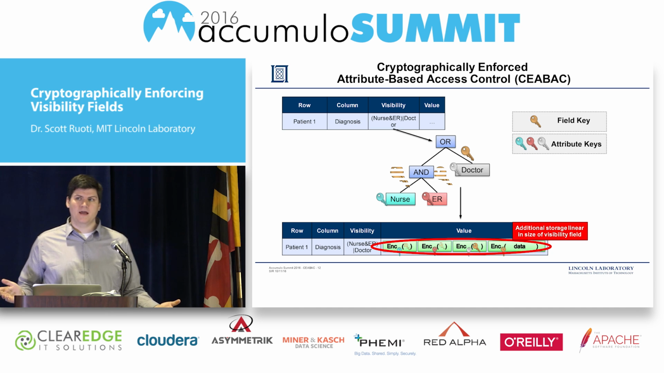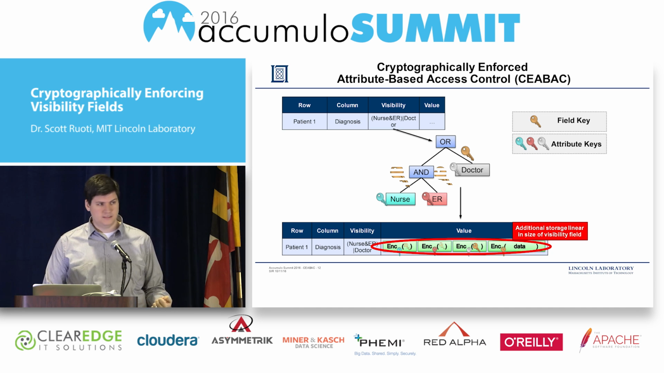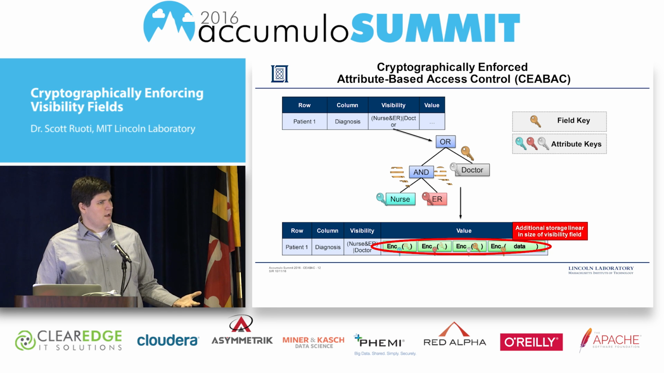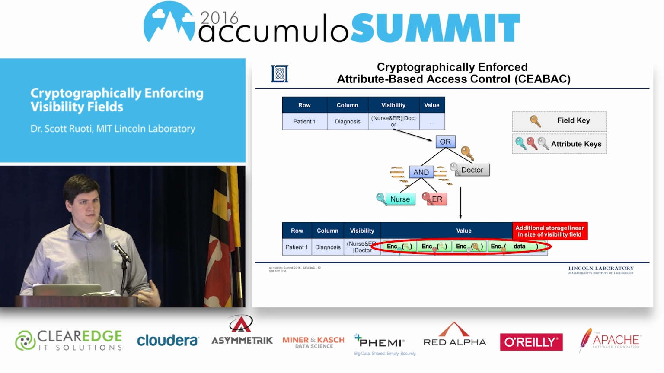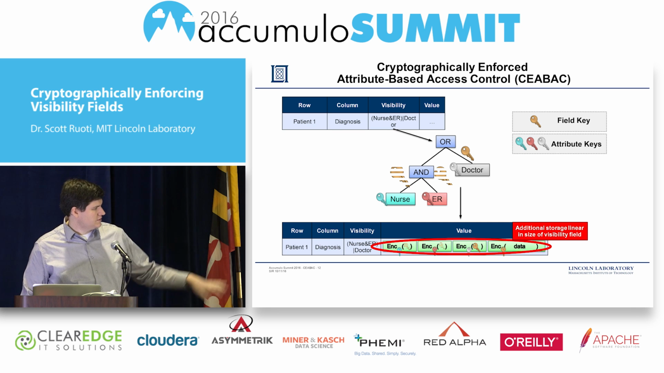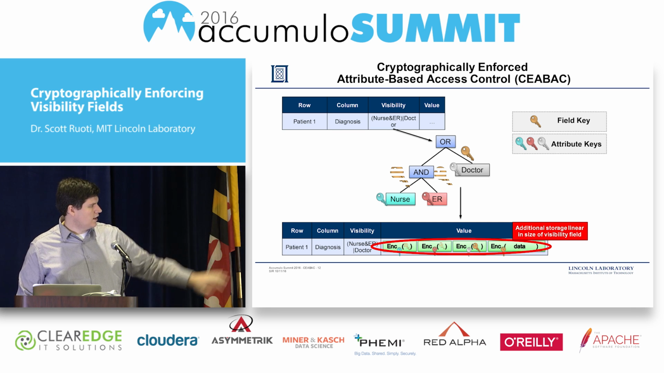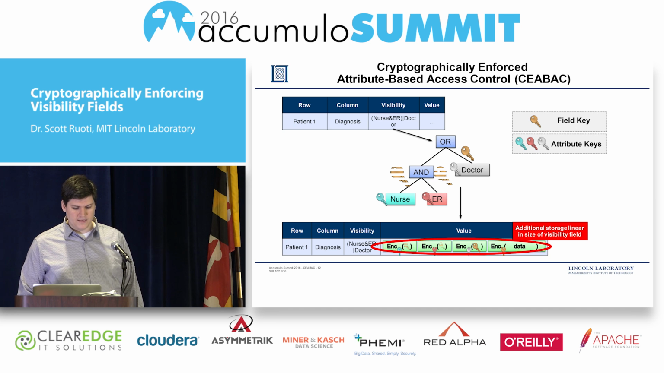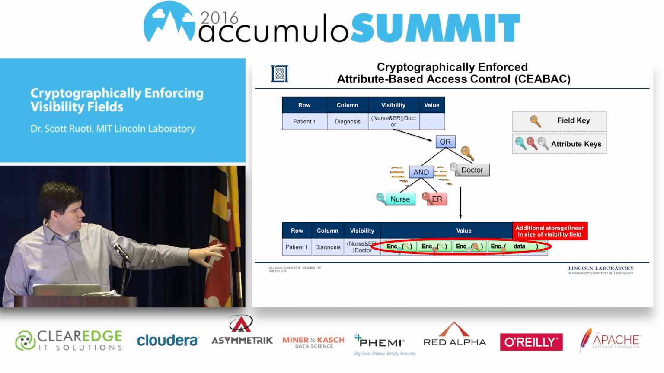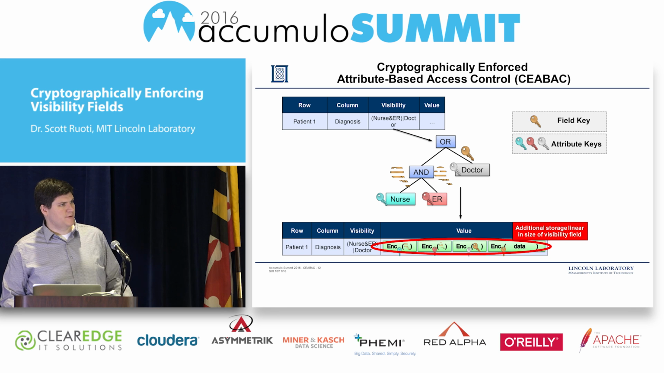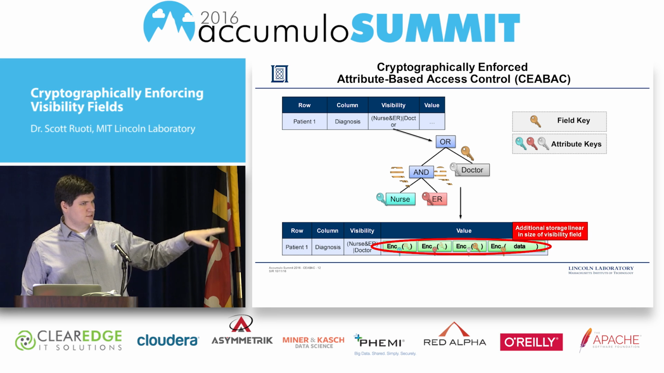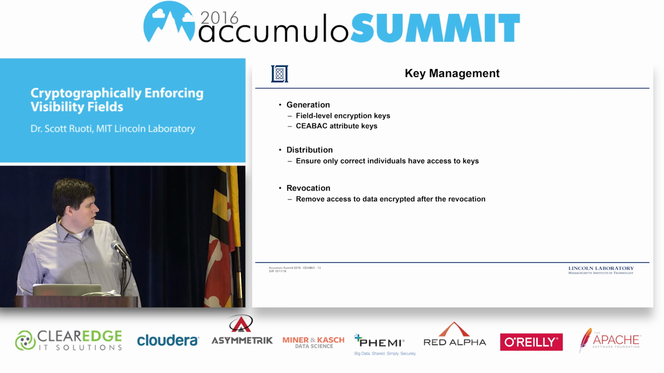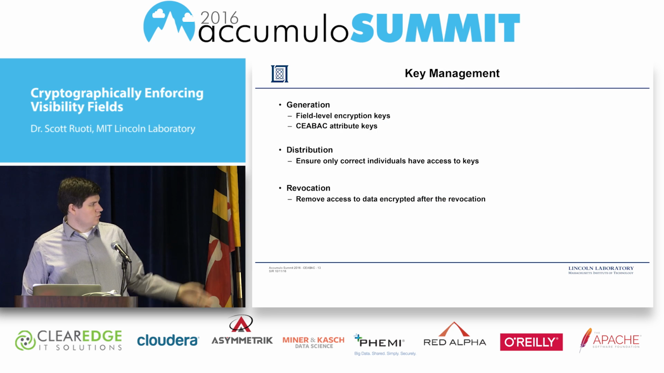Well, now we need to make that key available to the people that will be decrypting it. And we want to do that in a way that is tied to the visibility expression. So the first thing we do is we break down that visibility expression. We see a nurse in ER or a doctor. We're going to assign each of those attributes a key. So those are managed by some key infrastructure that we'll discuss a little later. But basically, every attribute has its own cryptographic key. Then what we're going to do is encrypt the field key using these different attribute keys.